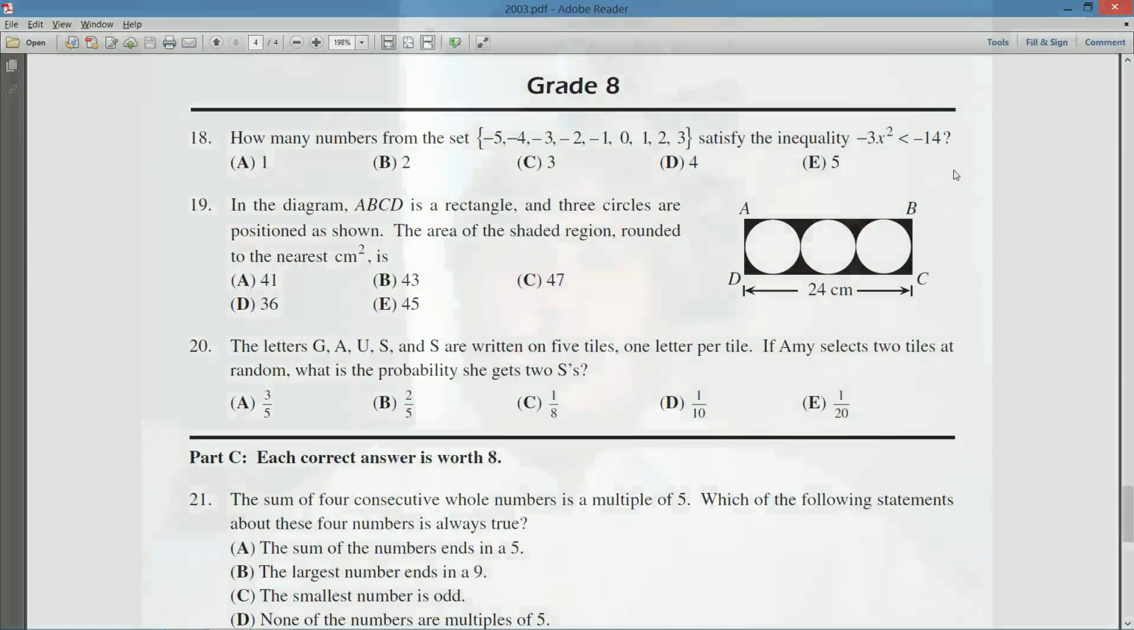So the way I see it, there's sort of two ways we can do this question. We have a finite list of numbers. We could just go ahead and check each one of them. Does -5 satisfy this inequality? Does x equal -4 satisfy this inequality? -3, -2, and so on. You can make a nice little chart. What's your x value? What's -3x squared? And then yes or no, is it less than -14?